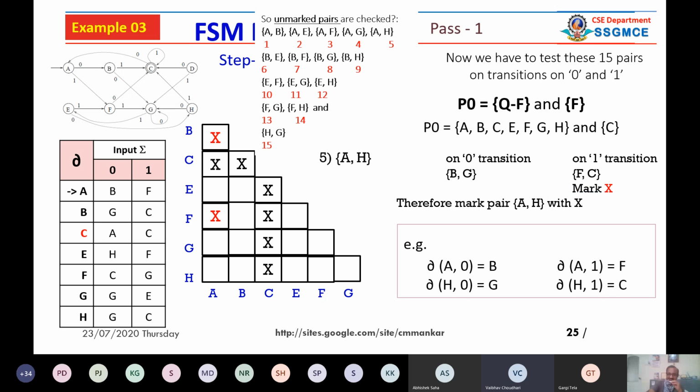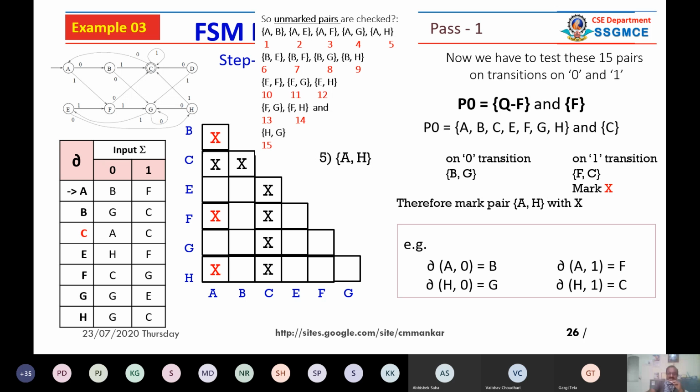Now AH is there. That is a fifth pair. So AH on 0 goes to BG and AH on 1 goes to FC. You can see in box. So FC मतलब क्या हो गया? F हो गया left side में, C हो गया right side में. So C is a final state, F is a non-final state. That's why it is a distinguishable pair. So ultimately we are marking AH as distinguishable pair. So AH will be marked like this. So fifth pair we have covered.